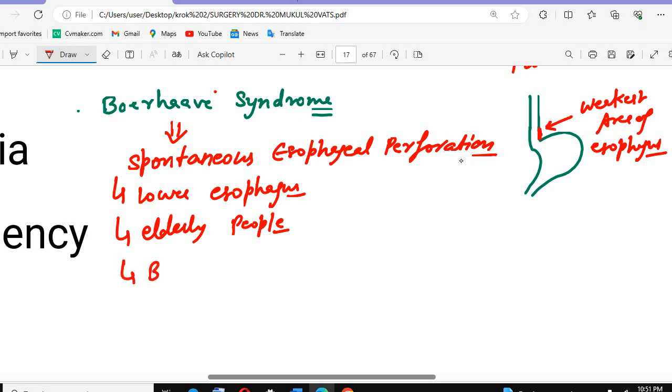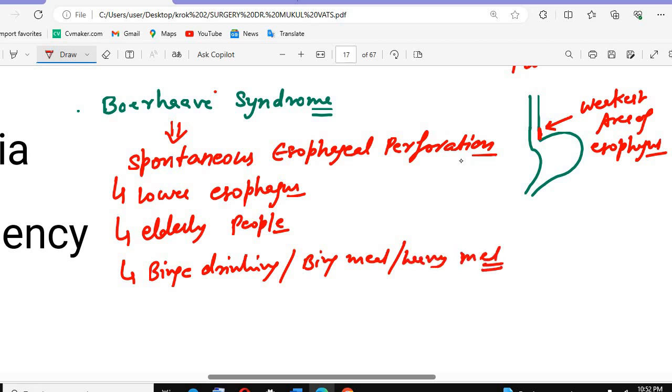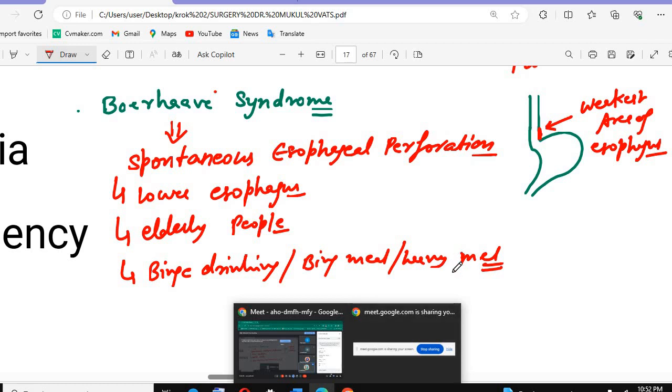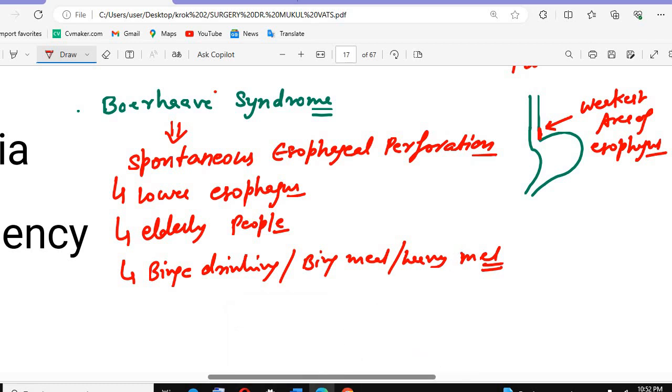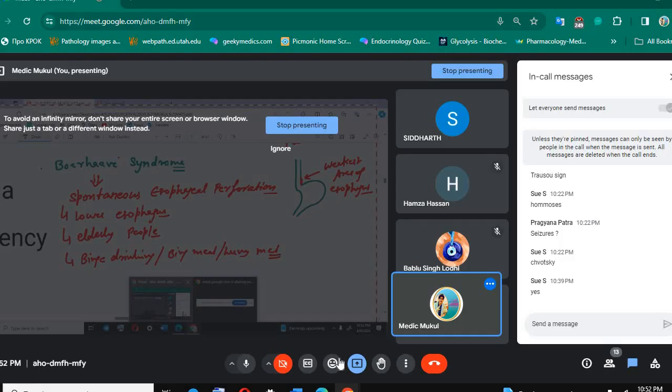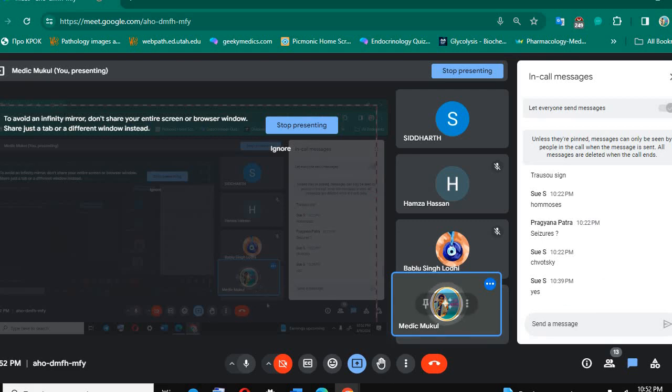In the question you will see there is binge drinking or a binge meal, or heavy meals, we can say. After having heavy meals, these patients present. Now in Boerhaave syndrome, a person is taking binge drinking, like heavy drinking, taking 5, 6, 8, 10, 12, 15 bottles on the same day.